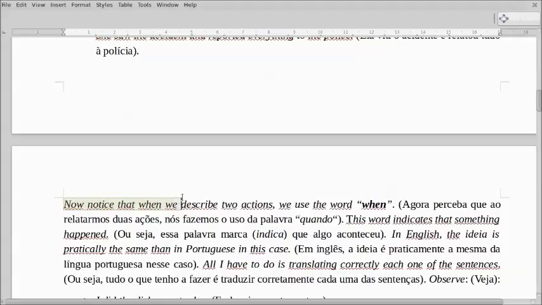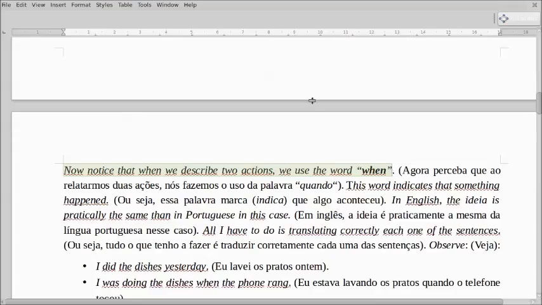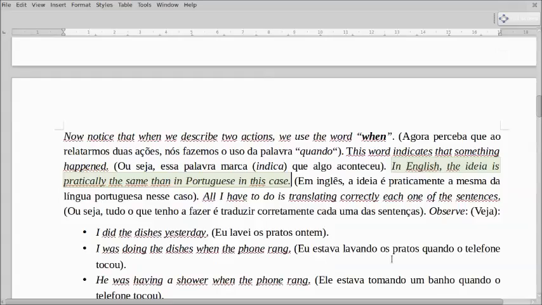Now, notice that when we describe two actions, we use the word when. Agora perceba que quando a gente vai descrever duas ações, a gente usa a expressão when, que significa quando. This word indicates that something happened. Essa palavra indica que algo aconteceu. In English, the idea is practically the same than in Portuguese in this case. Em inglês, a ideia é praticamente a mesma do que em português, neste caso. All I have to do is translating correctly each one of the sentences. Então, tudo que eu tenho que fazer é traduzir corretamente cada uma das frases.